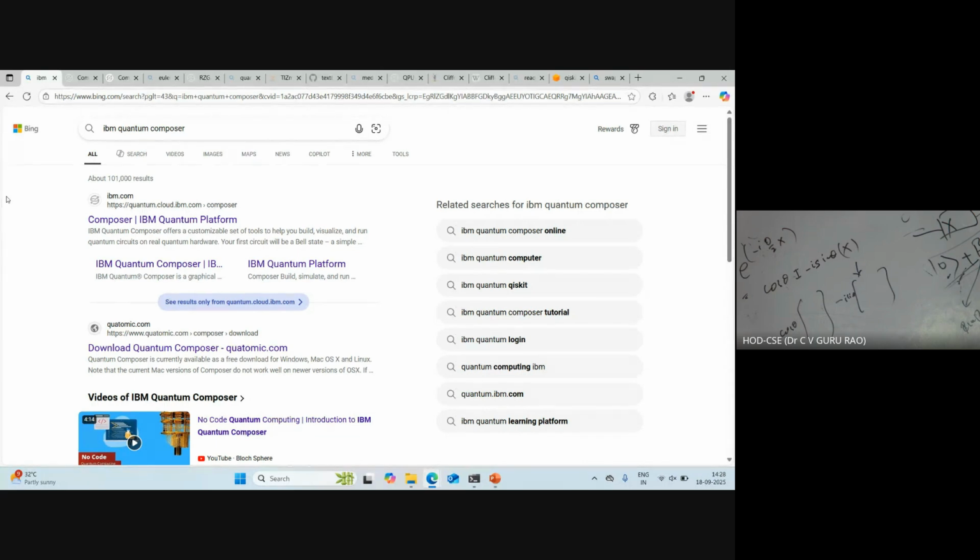No, the Z gate is the same. Just you put, you just normalize it.